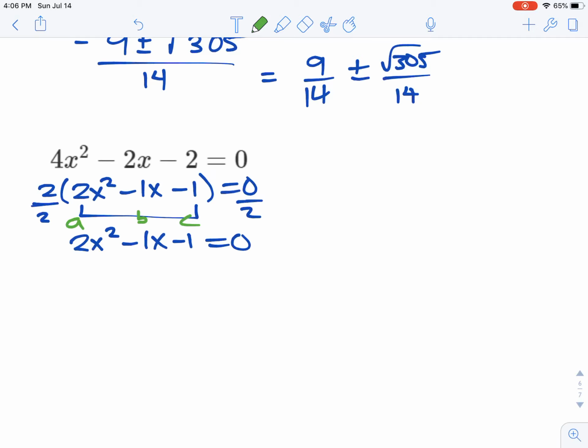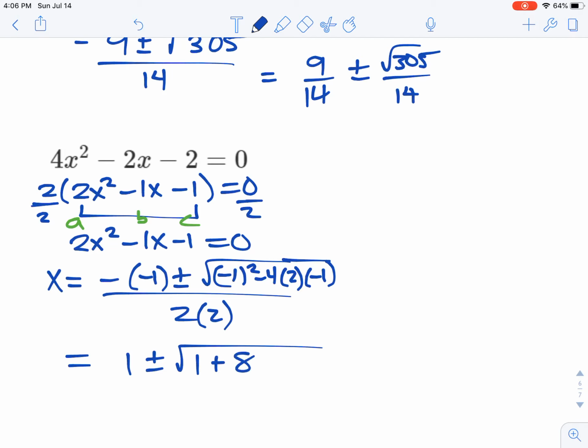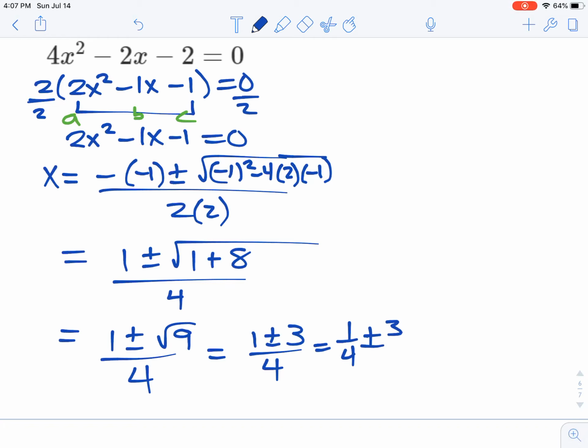So a, b, and c. x equals negative b plus or minus the square root of b squared minus 4ac, all over 2a. This would be 1 plus or minus the square root of 1, negative 4 times 2 is negative 8, times negative 1 would be positive 8, all over 2 times 2, which is 4. And from here, it looks like this is going to be kind of nice. We got 1 plus or minus the square root of 9, all over 4. Now, the square root of 9 is an integer value, so this is 1 plus or minus 3 over 4, which would be 1/4 plus or minus 3/4.